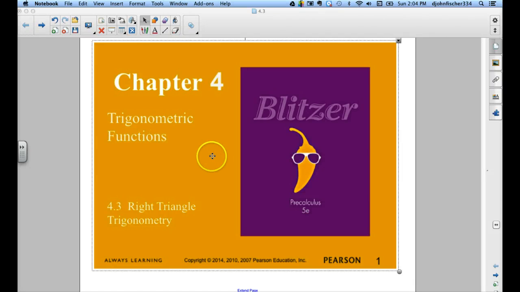Okay, we're going to talk about right triangle geometry, which is nothing new to you because you should have done this some in 6th grade, some in 7th grade, maybe a little bit in geometry too, so this is all no surprise to you as you go through it. So let's look at a few things.